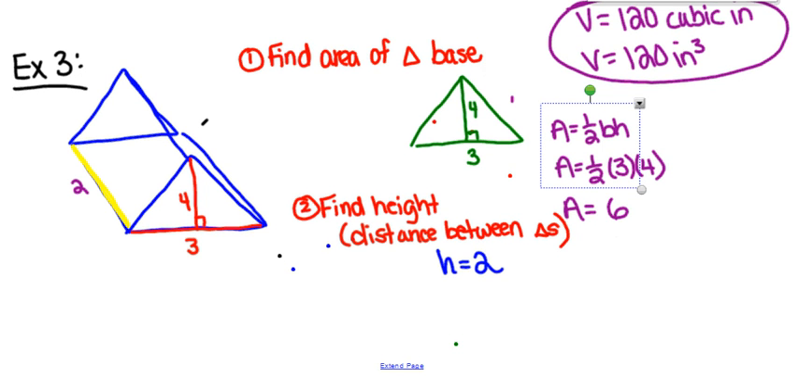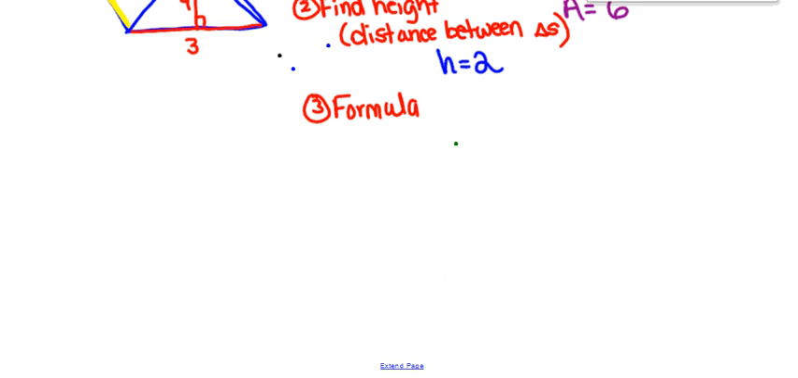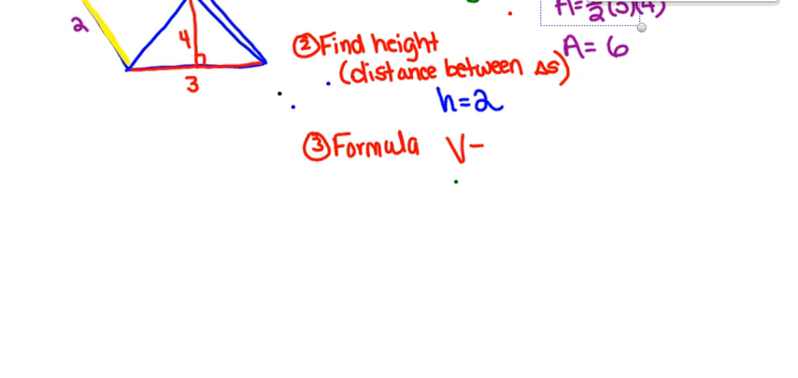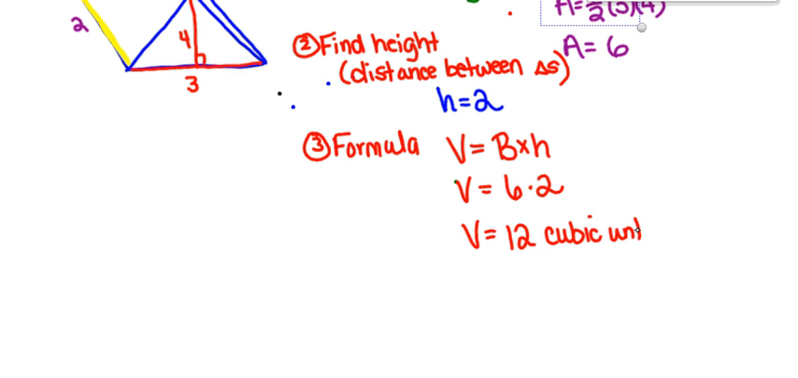And then lastly, substitute into the formula. So volume in this case is equal to area of the base times the height. Well, the area of my triangular base we said was 6. My height here was 2. So the volume here is 12 cubic units. Or if you prefer, 12 units cubed.